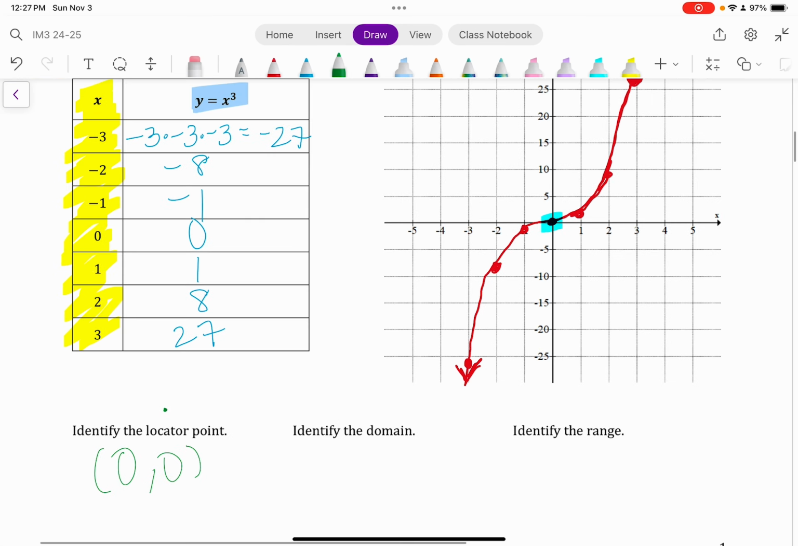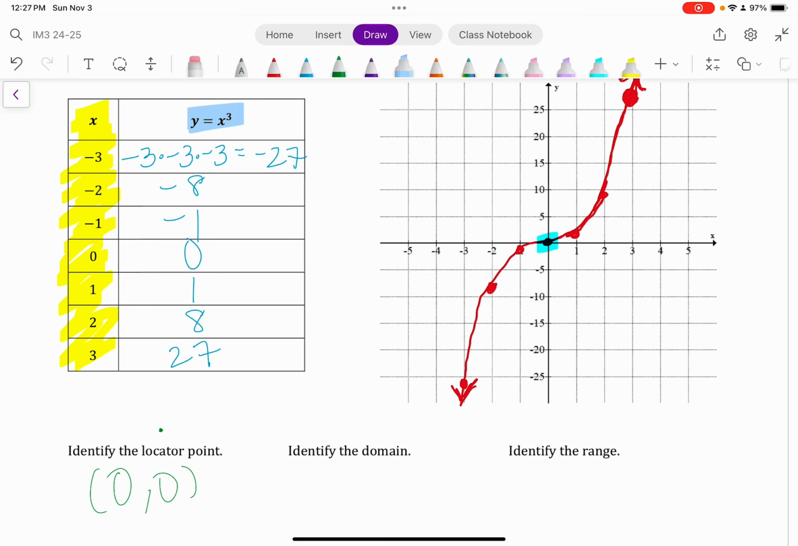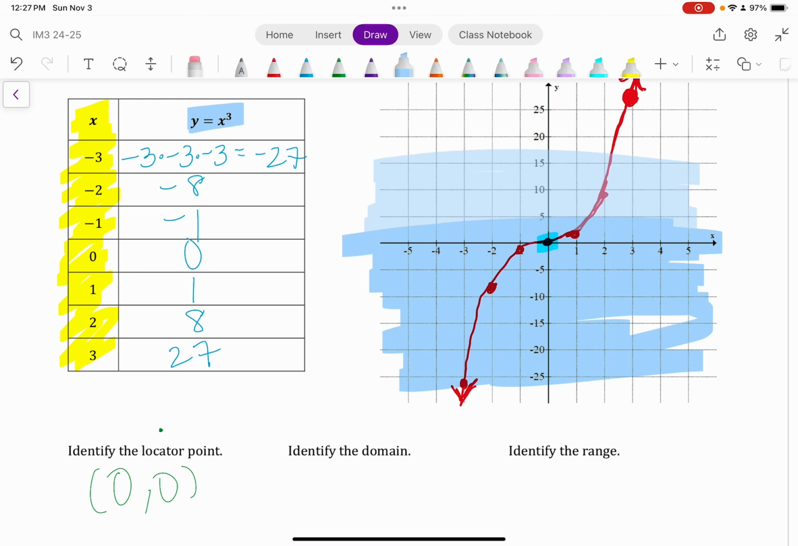Okay, now let's discuss domain and range. First off, let's identify what domain means. Domain are all of your possible x values. What are your possible inputs? Now you'll notice that I'm highlighting the entire graph. There's a reason for that.